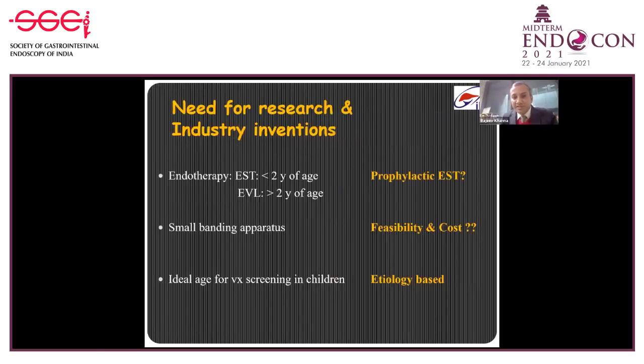So as we can understand, band ligation is not feasible for under 2 years of age or under 10 kg weight. For prophylactic EST we need more data, more research, and also a small banding apparatus is required for younger infants with biliary atresia. But what is the feasibility and what are the cost implications? We don't know. And what is the ideal age for variceal screening in children?